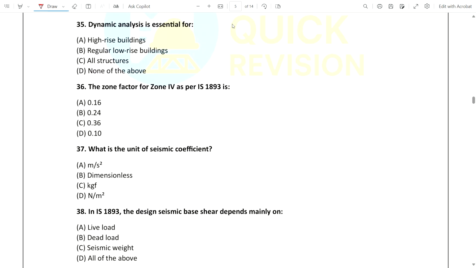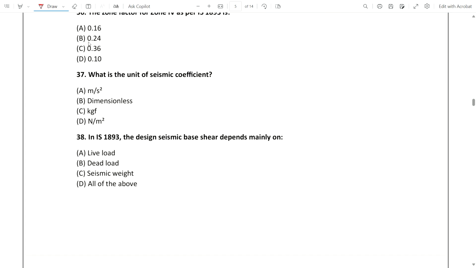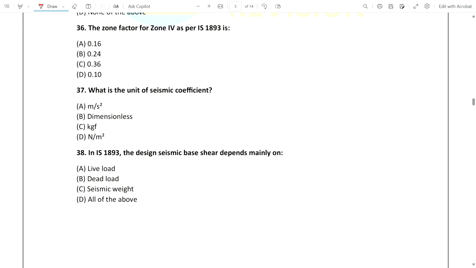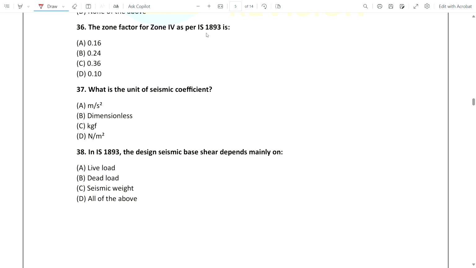Now question number 35, dynamic analysis is essential for what? High rise building, regular low rise building, all the structures, or none of the above. Here the answer is high rise building. Okay, now question number 36, the zone factor for zone 4 as per IS 1893 is how much? You see, that is 0.16.